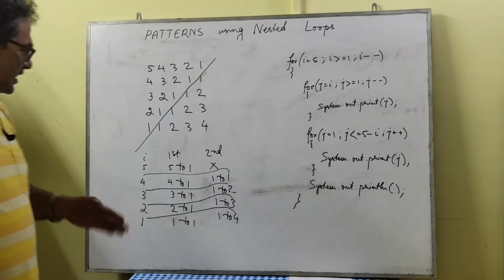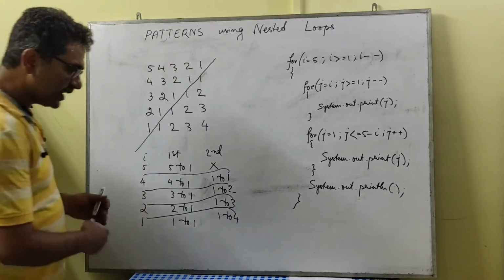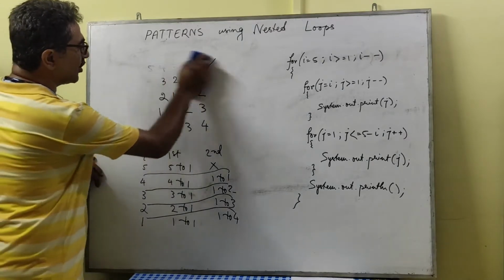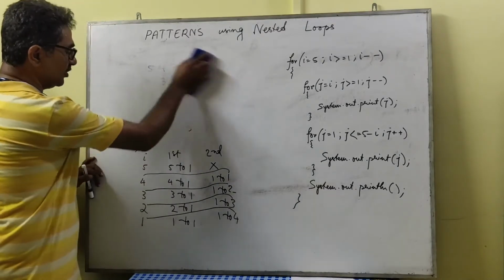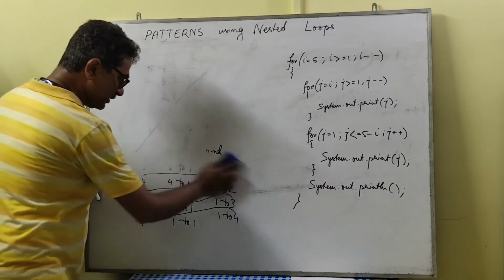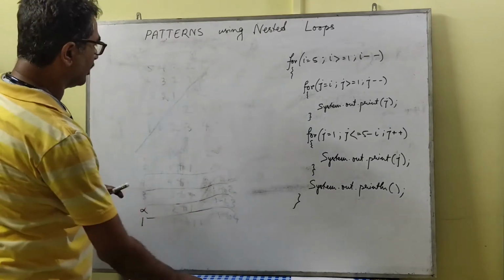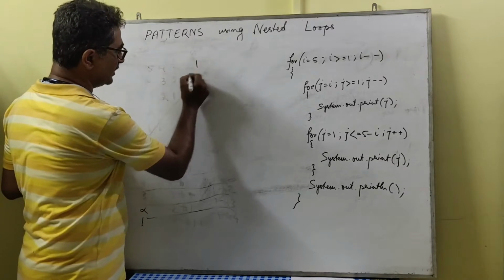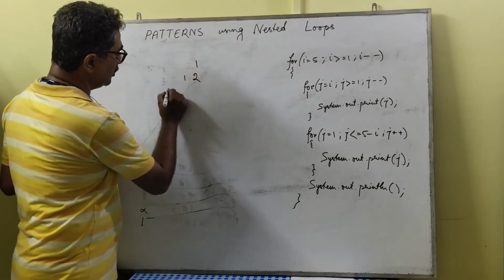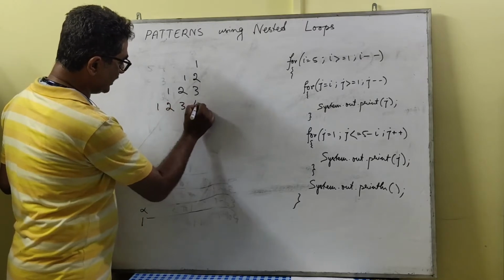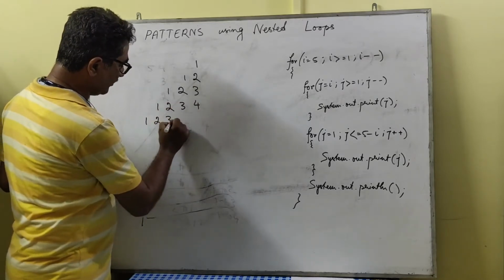Okay, now instead of giving a particular half, they might not be giving one of the halves. So in that case, what it means is they might give you a pattern which is right aligned. I'll tell you what happens. Suppose they give you 1, 1 2, 1 2 3, 1 2 3 4, 1 2 3 4 5.